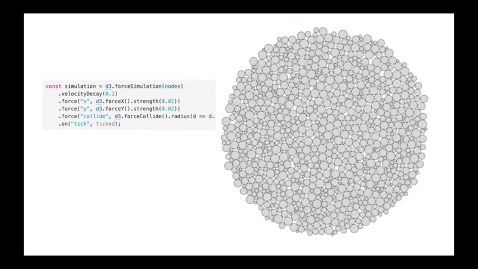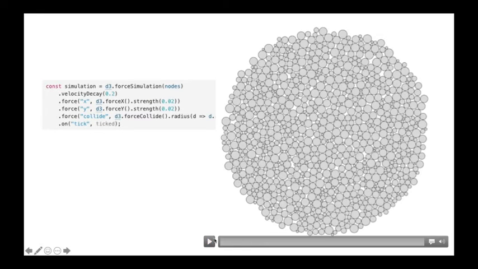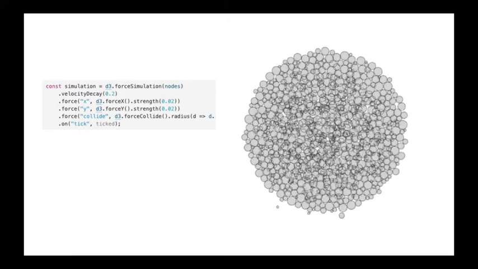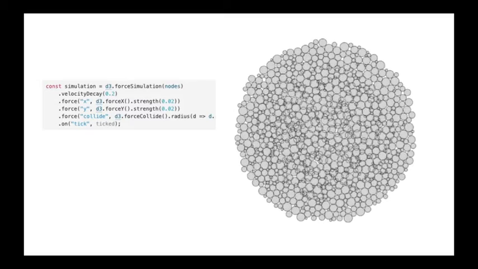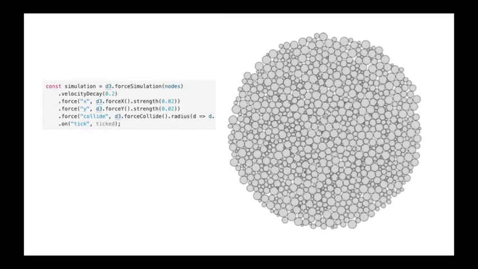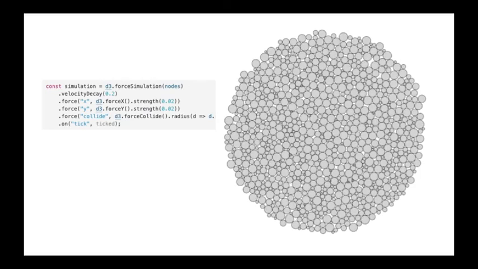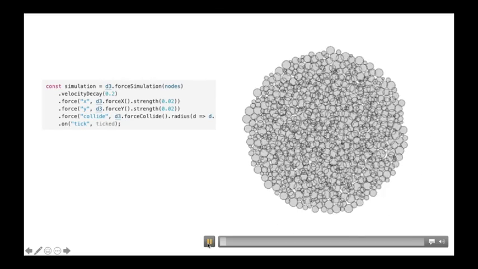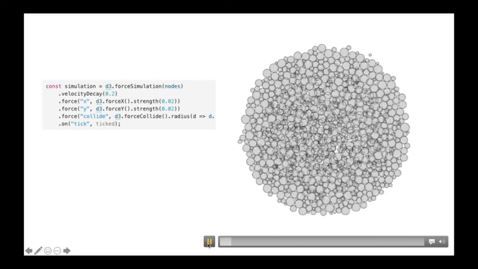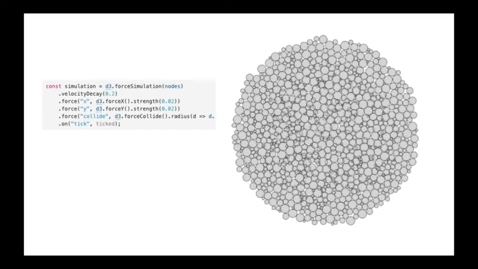Then we will use the force simulation, which controls the strength of the collision. If it's very high, the collision will be very slow, and if it's less, it will be very fast. Then we will do the calculation part, and this is the result.